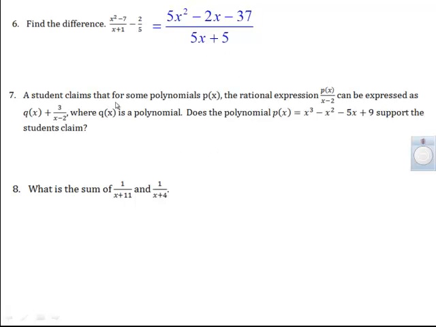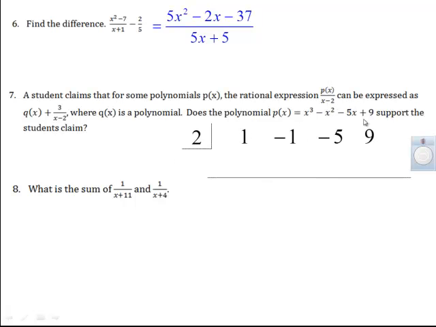Number 7, it says a student claims that for some polynomials, the rational expression blah, blah, blah can be expressed like this. So it's saying quotient plus the remainder over the divisor, where q of x is a polynomial. So does the polynomial, and it gives a polynomial, support the student's claim? So basically what he's trying to say is that if you were to divide x minus 2 into this polynomial right here, he thinks that the remainder is going to be 3. So let's just check it. We'll use synthetic division. We're going to take the 0 of the denominator here, x minus 2, and then go ahead and put that in.